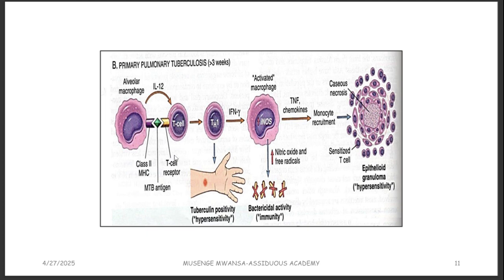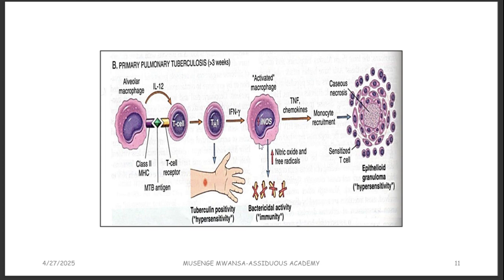On the T cells, you have got the T cell receptor. And then you can see these guys activated into the T helper 1. And the T helper 1 is the one responsible for the tuberculin positive test, or the hypersensitivity that happens. This is the delayed hypersensitivity. In delayed hypersensitivity, this is cell mediated hypersensitivity because of the T cells. And then this T helper 1 will produce interferon gamma.